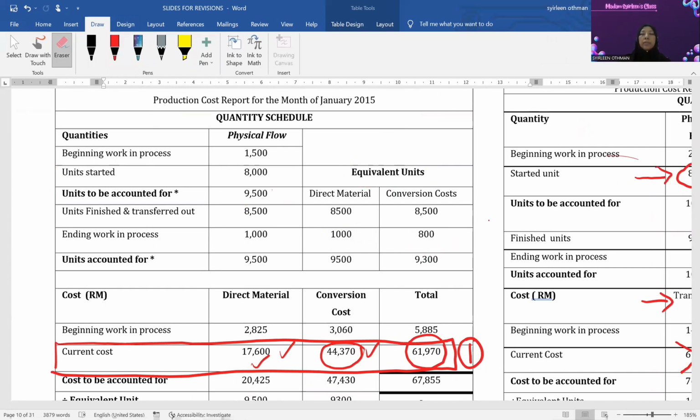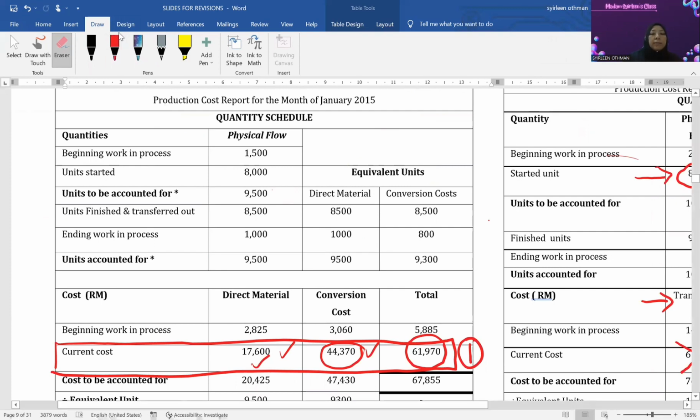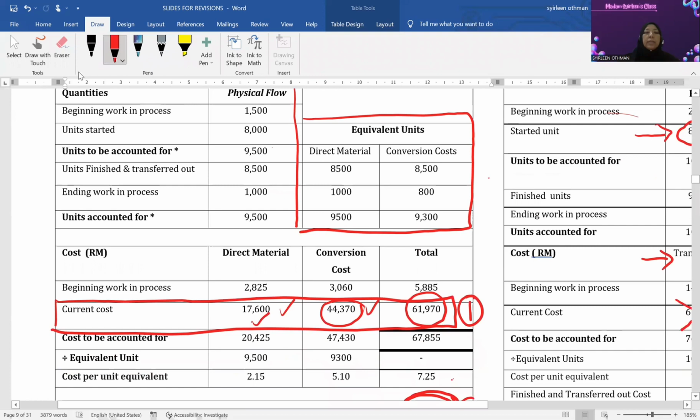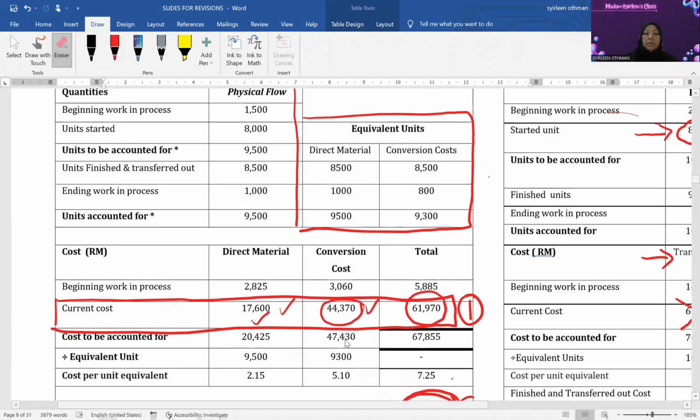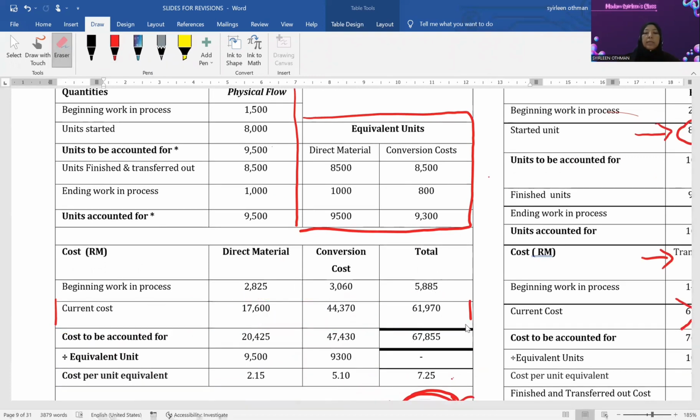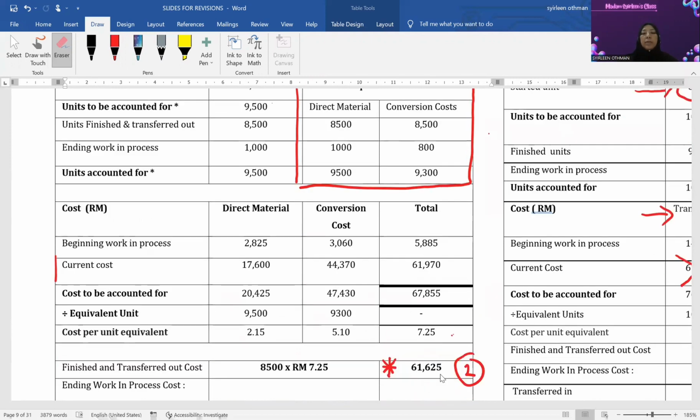Tapi the table should be done partially. Partially maksudnya kalau soalan minta physical unit, your answer akan sampai physical unit saja. Sampai sini saja. Kalau soalan minta you kira equivalent unit, baru kita akan buat this part. Okay, alright. Kalau soalan minta kita kira current cost, normally soalan akan minta kita kira cost per equivalent unit. Kalau soalan minta cost per equivalent unit, that means you need to do this.